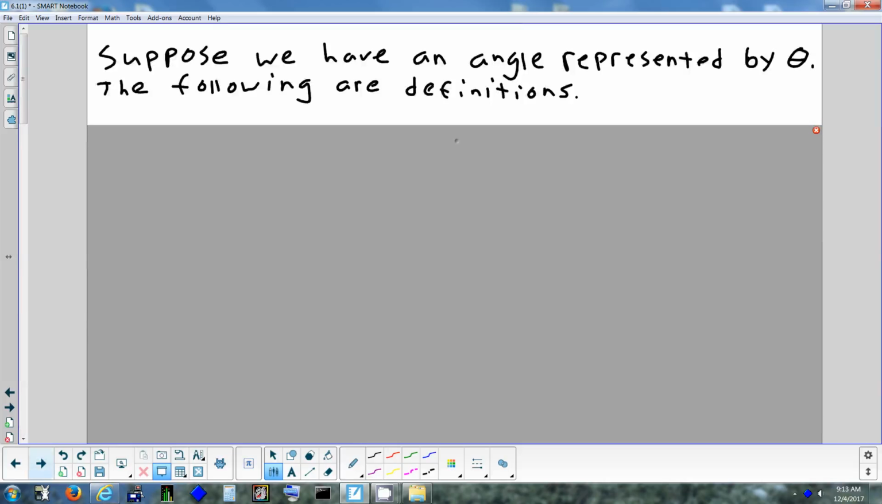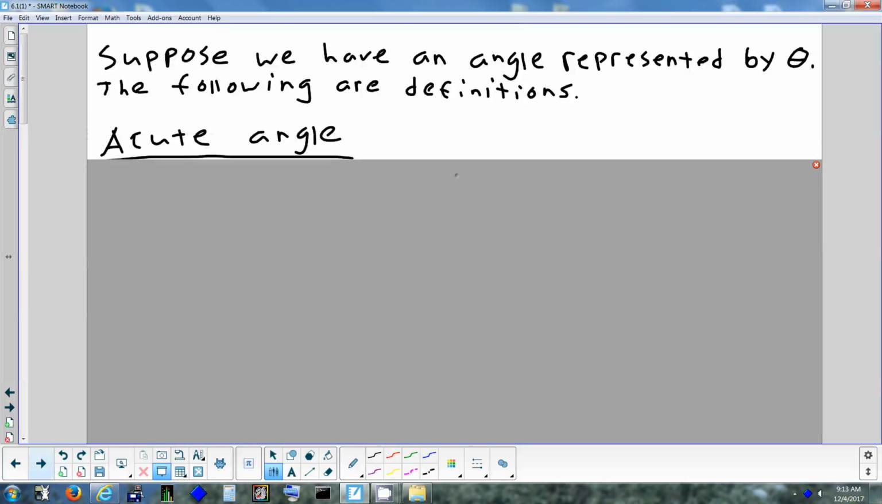All right, so we're going to look at some definitions having to do with the size of an angle. And the Greek letter that I'm going to use to represent my angle is theta. Okay, what's the definition of an acute angle? Remember that? Acute angle. Megan? An angle that has a measurement of less than 90 degrees. Okay, it's less than 90. And there's one thing we have to add to that.